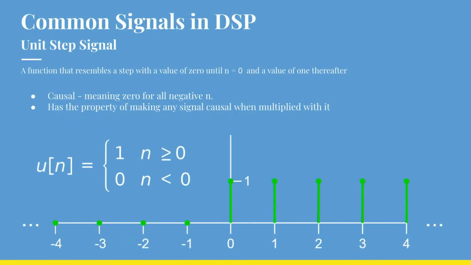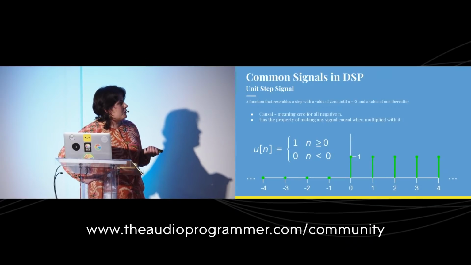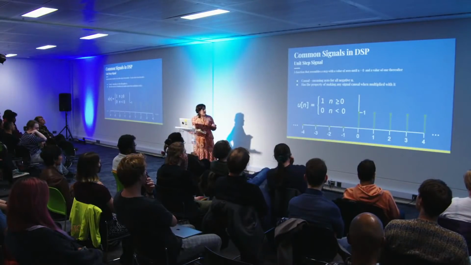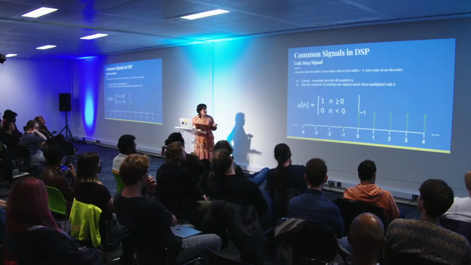Another common signal you'll come across is the unit step signal. This is a function that resembles a step, with a value of 0 everywhere until point 0, n equals 0, where it suddenly steps up to 1 and has the value 1 for all n after that. This is what we call a causal signal, meaning that it has non-zero values after the origin and 0 values for all n before the origin. For that reason, if you wanted to make any signal causal, you could multiply it with the unit step function in order to receive a causal version of your other signal.